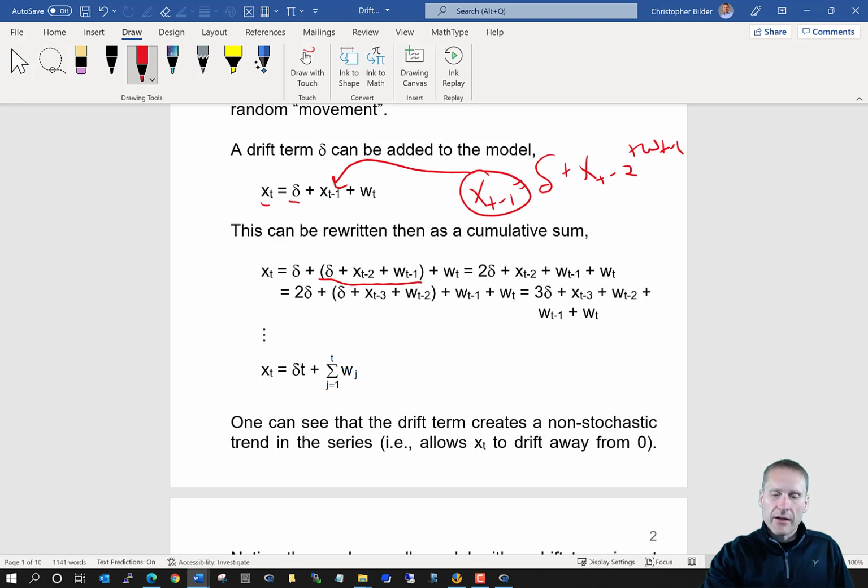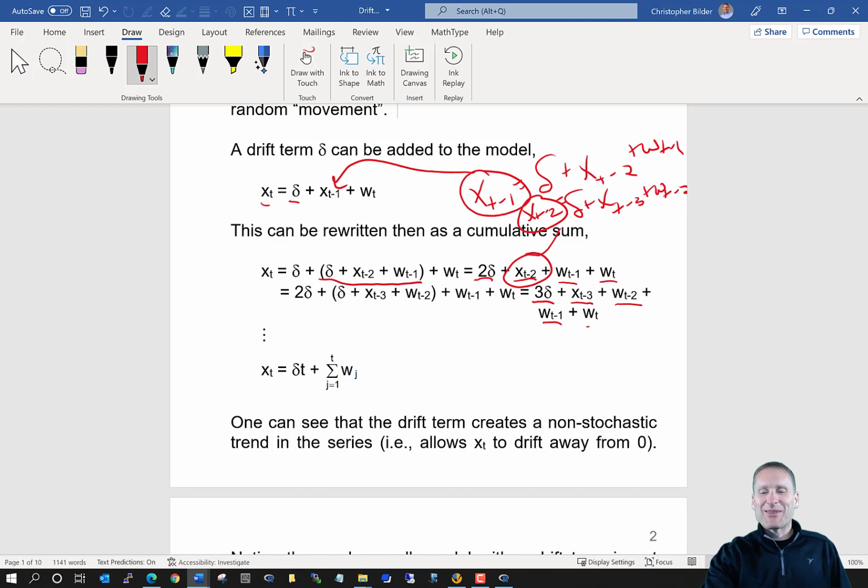And that's what I do right here. Do a little bit of algebra, simplify, and now notice I have 2 times delta + X_(t-2) + W_(t-1) + W_t. Of course, that means X_(t-2) is equal to delta + X_(t-3) + W_(t-2). So let's stick that in for X_(t-2). And through a little bit more simplification, look what I get here. I get 3 times delta + X_(t-3) + W_(t-2) + W_(t-1) + W_t. And you could keep on going and going and going.